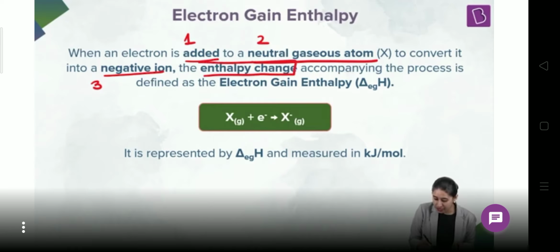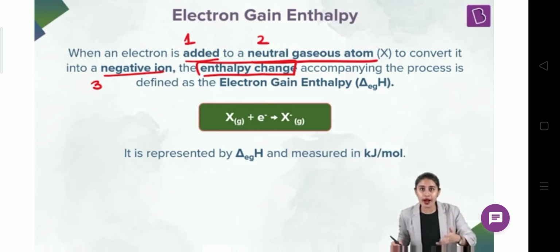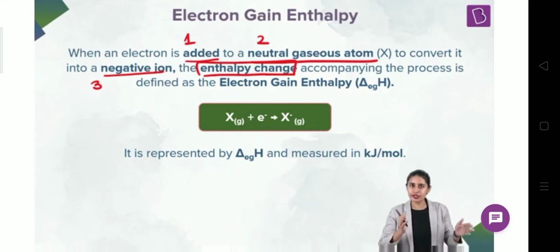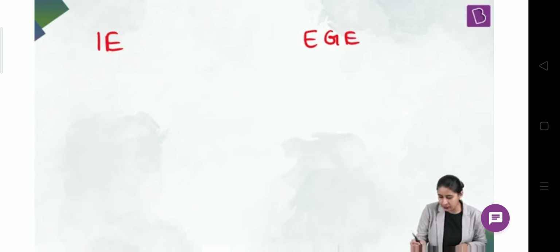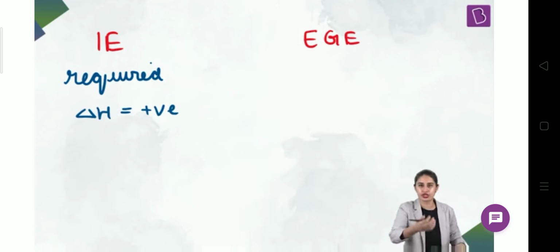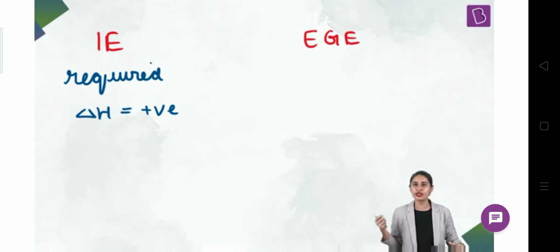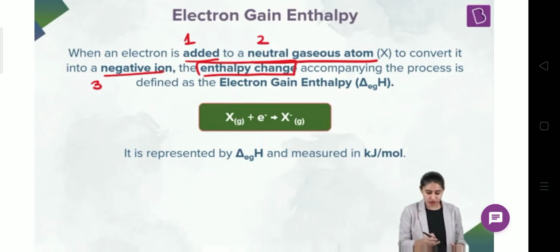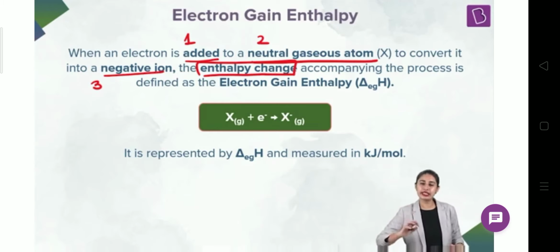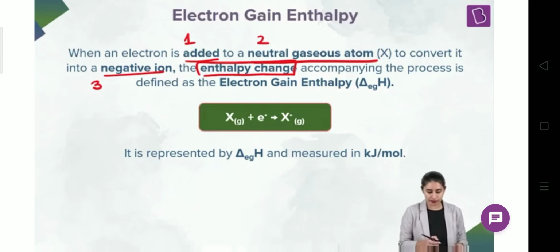I'm sure you're getting a nostalgia of ionization energy, wherein the energy was required. So let's draw a parallel between the two and try to understand ionization energy and electron gain enthalpy. There the term that I used was energy which is required. All right, so delta H is positive. That means we are giving energy. Energy has to be supplied to remove the electron. But here we are using a very fancy term, energy change: the associated energy change, or energy change accompanying the process.